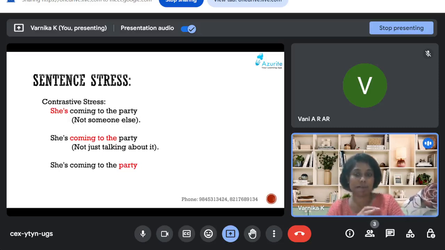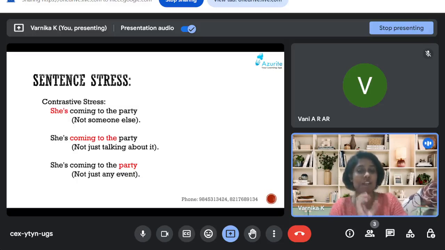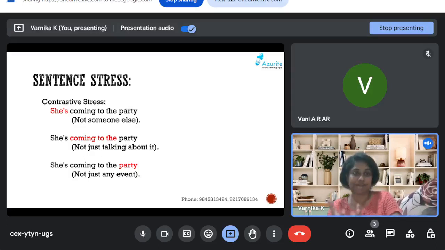And then if I stress on the party, she's coming to the party. Okay, I'm putting more stress on party now. That means now she's coming to the party and not anywhere else. The stress is on the event. So without all these explanations, if I just put stress in the sentence, it will sound differently. So you can make out what idea I'm trying to convey. Am I stressing on the person or am I stressing on the event? You'll get the idea and you can communicate accordingly.